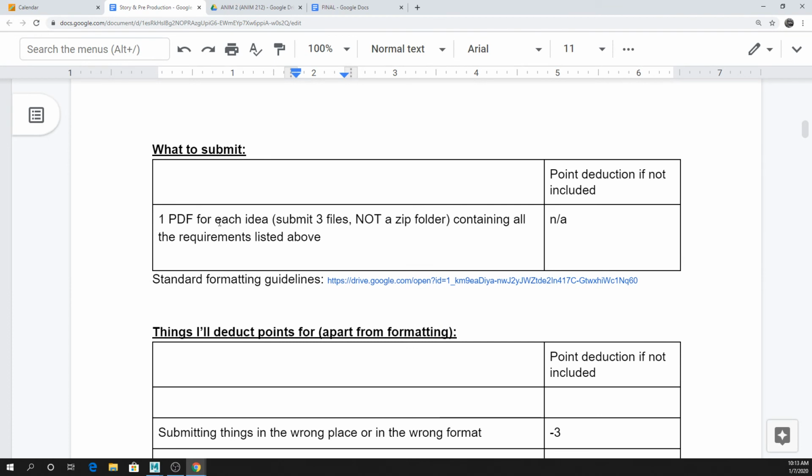In terms of what to submit, if you could just make 1 PDF with all of the information for each idea, and submit 3 PDFs. Please don't zip them. I just throw all the PDFs directly onto Learn. That's totally fine. But that should be just like how you submit stuff for this. Does that make sense?